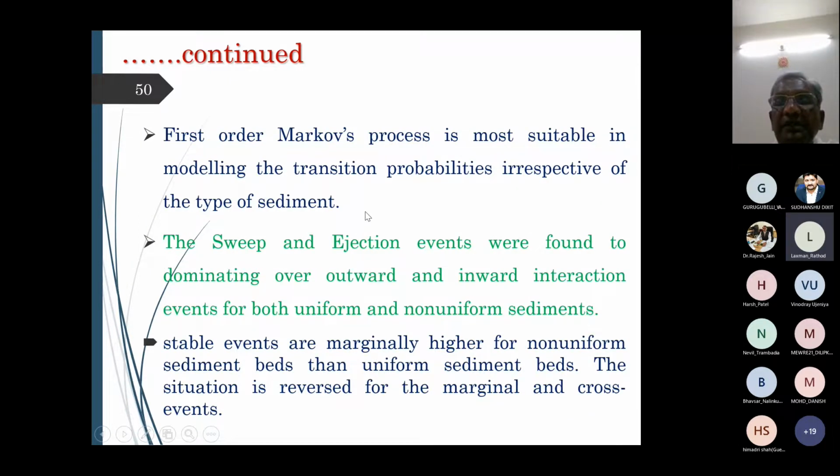The first order Markov process is most suitable in the modeling. In fact, the first order Markov process is most suitable in the modeling, and the transition probability is irrespective of the type of sediments, maybe uniform or non-uniform. Sweep and ejection events were found to be dominating over the outward and inward interaction events for both uniform and non-uniform sediments. Stable events are marginally higher for non-uniform sediment beds than the uniform sediment bed. The situation is reversed for the marginal and cross events.